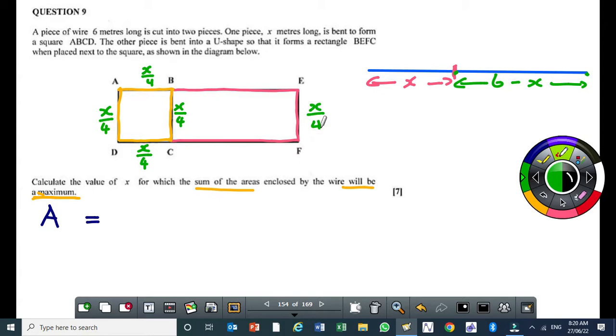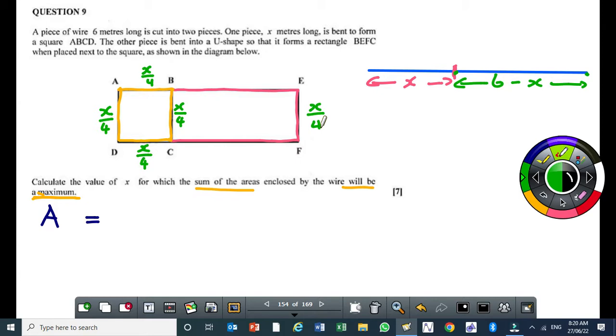Huh? And the length of FC is going to be equal to BE. Am I right? Those are opposite sides of a what? Of a rectangle. But check this now.